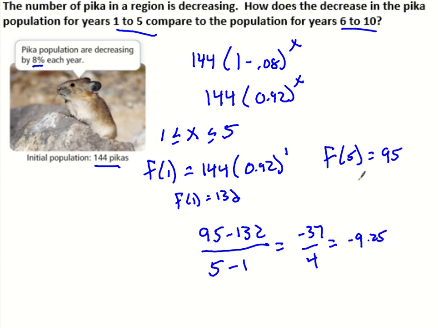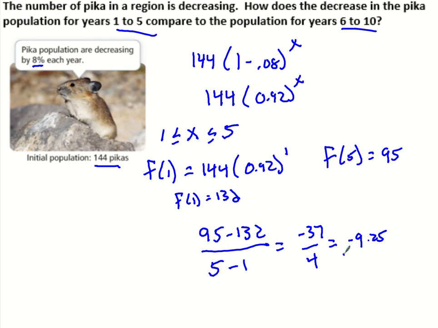So what we just figured out is the average rate of change of pica: they're going down by about 9.25 each year. Now, I know that's not necessarily what it does every single year, but that's the average rate of change by just taking the rate of change from years 1 to 5. Okay? It's going down on average 9.25 picas each year.